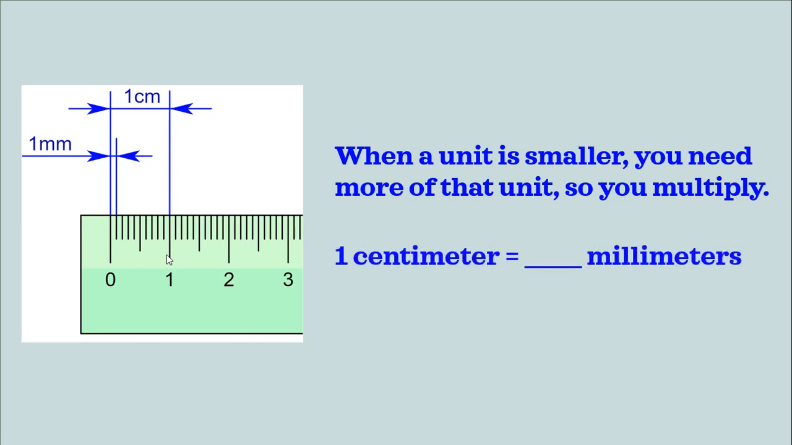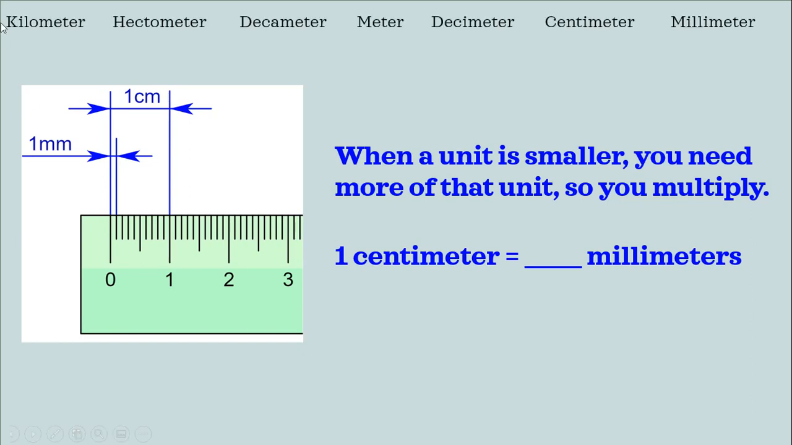So if we're going to convert 1 centimeter to millimeters, we can use our place value system or our metric system up here to help us. We're going from centimeters to millimeters. We're moving over 1 place to the right, so we're going to multiply by 10. 1 centimeter times 10 is 10 millimeters.